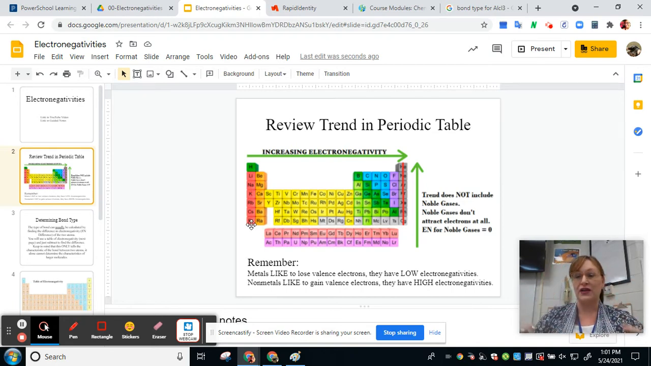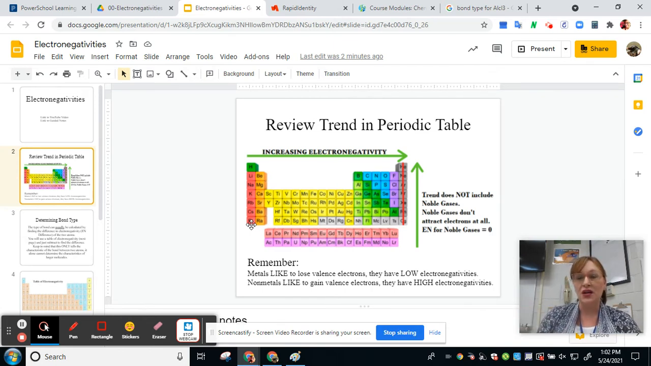I'm adding another energy level, and each energy level creates a shielding effect to keep the nucleus's positive charges from attracting outside electrons. So smaller atoms at the top are going to have a higher electronegativity because they don't have all of those shells creating a shielding effect, and they're easily able to attract outside electrons. Now, the opposite of this is true if you look across a row.